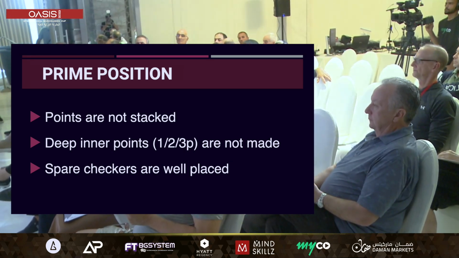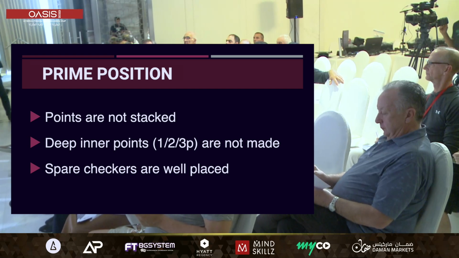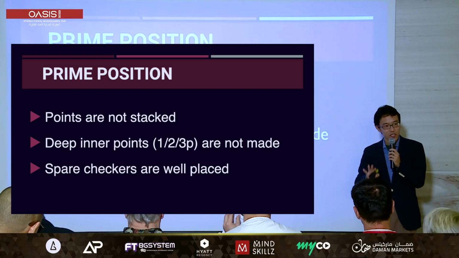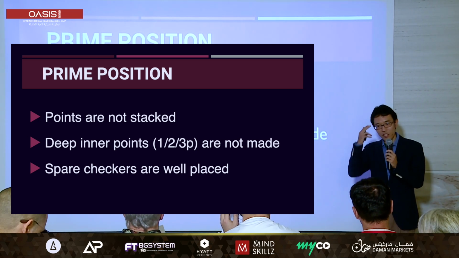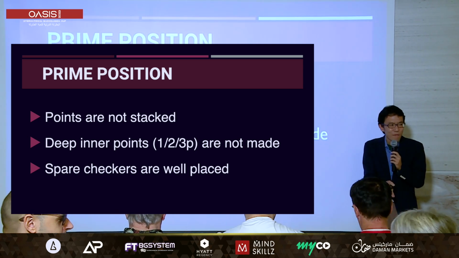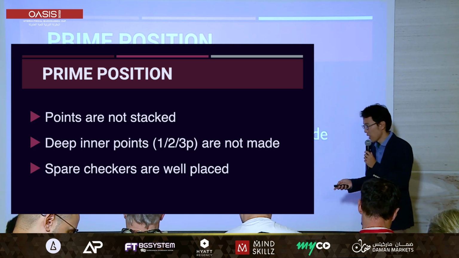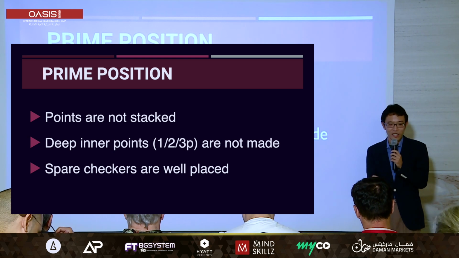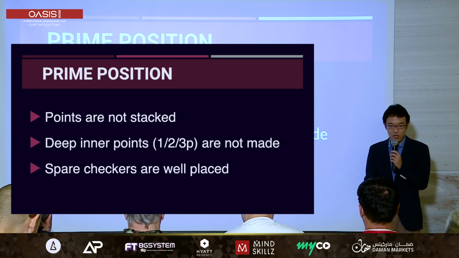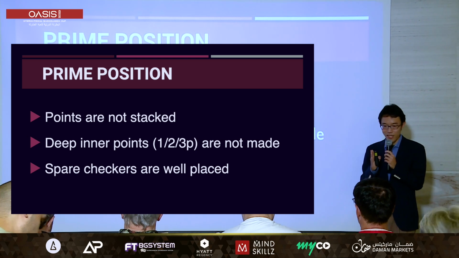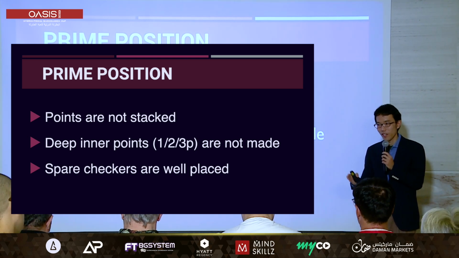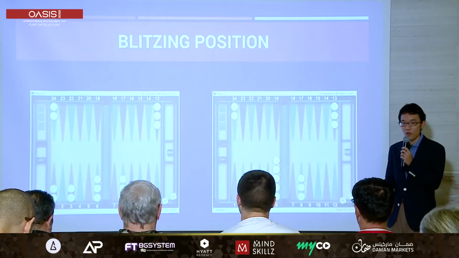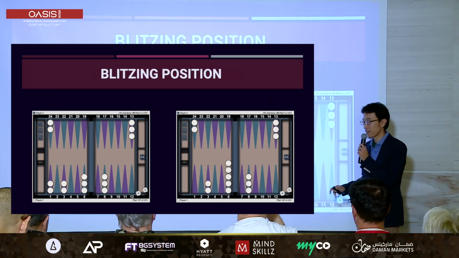So prime position, points are not stacked, deep inner points are not made. If the ace point or deuce point is made, it's not a prime position anymore, because imagine if you have the ace point, it's impossible to make a prime, right? And spare checkers are well placed, meaning spare checkers are not on the ace point, deuce point or 3 point. They're well placed like on the 6 point, 8 point, 9 point, 10 point, 11 point, so that you can make a point easily. On the other hand, a blitzing position has different features.